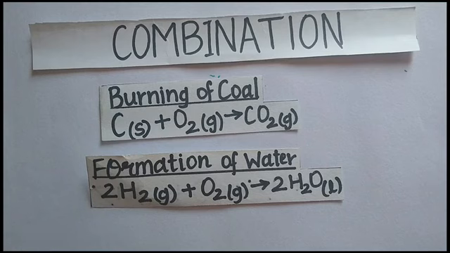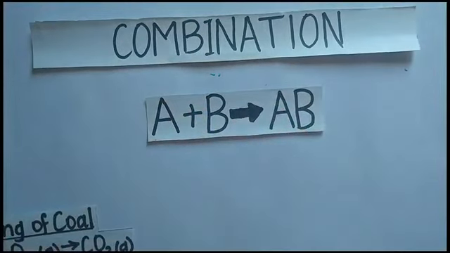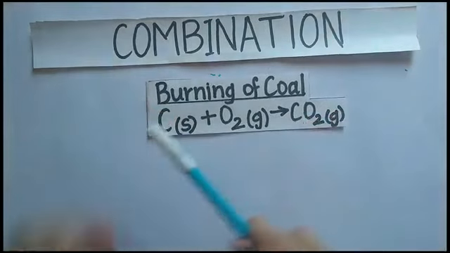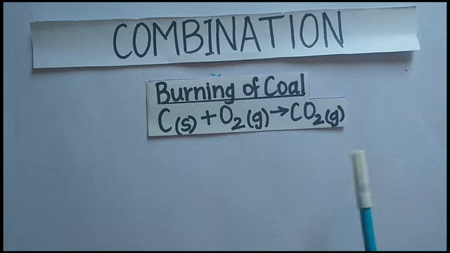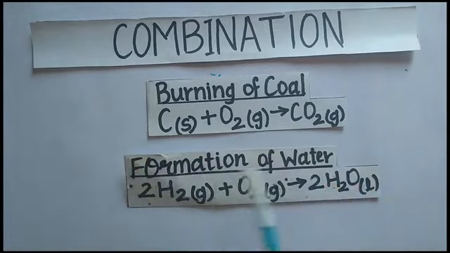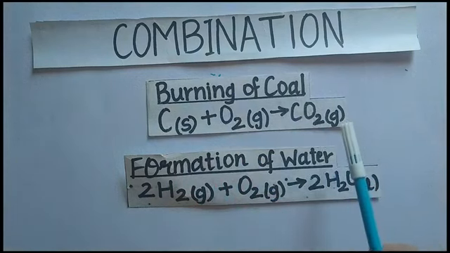Now, why are these examples of your combination reaction? What did we learn? That A plus B reacts to give you a single product AB, right? And what is happening in burning of coal? C plus O2 gives you CO2, right? This is only a single product. Then in formation of water, two reactants, hydrogen and oxygen, combine to give you H2O, which is also a single product. So two or maybe more reactants combining to give you a single product becomes your combination reaction.